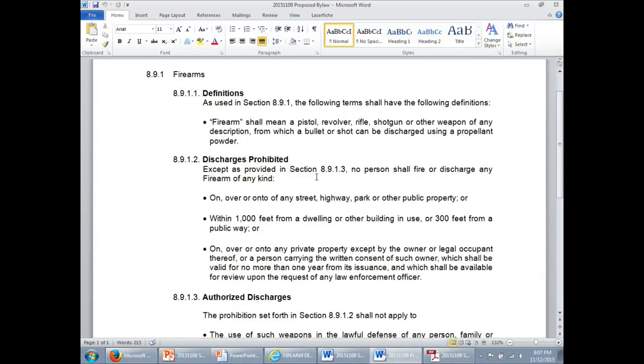As you can see in the proposed bylaw, what you actually see on the screen tonight is what the committee voted to recommend as the proposed bylaw. The first section defines what a firearm shall mean in clear and easy to understand manner. It reads, firearm shall mean a pistol, revolver, rifle, shotgun, or other weapon of any description from which a bullet or shot can be discharged using a propellant power.